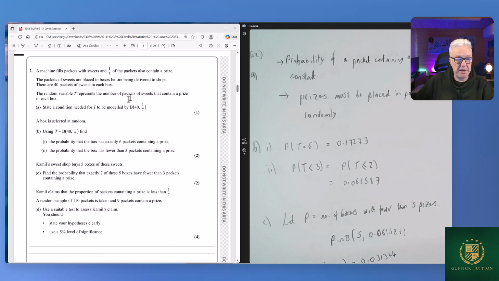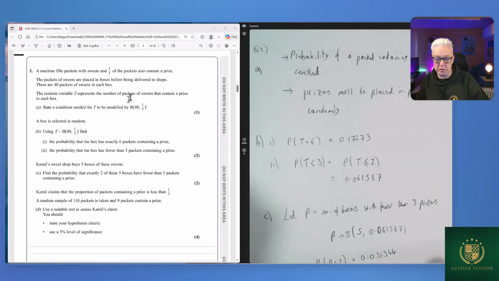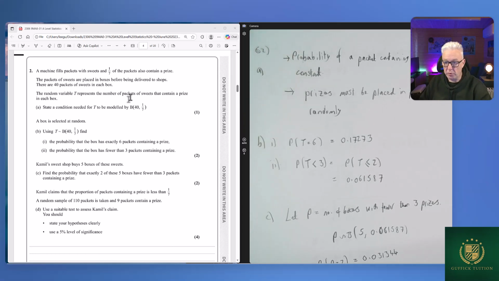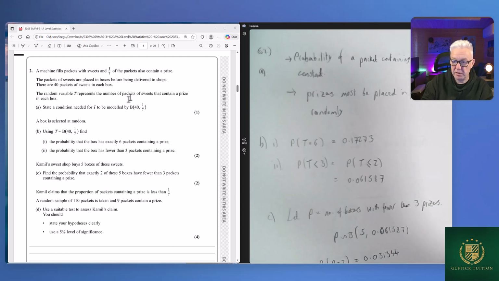A box is selected at random, using t is binomially distributed 40, 1/7. Find the probability that the box has exactly 6 packets containing a prize. So when you've got exactly, that means the probability that t is equal to 6. When you put it into your calculator, remember you need to use the binomial PD, not the binomial CD. Okay, so PD for equals, and you should get the value 0.17273. Okay, so that's our value that we should get there.